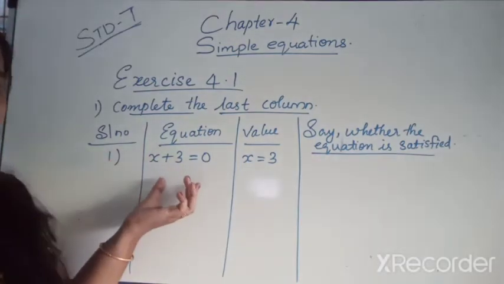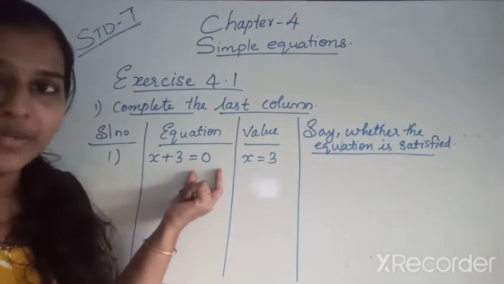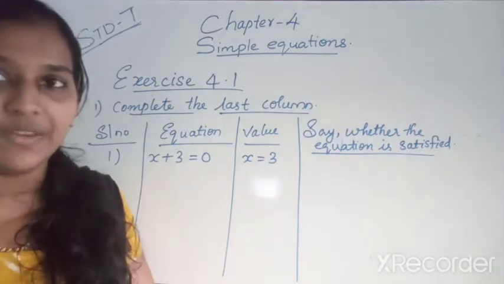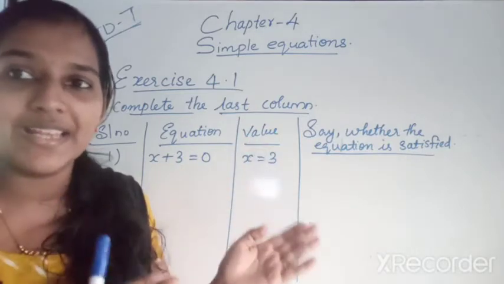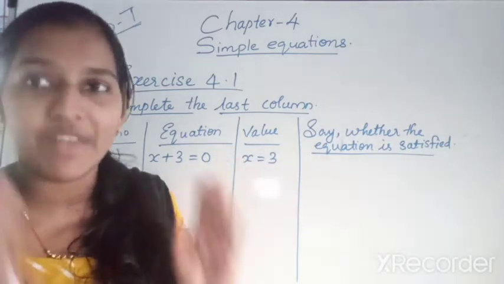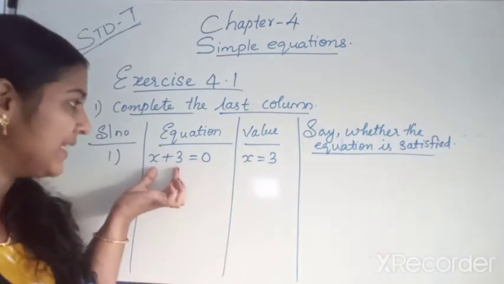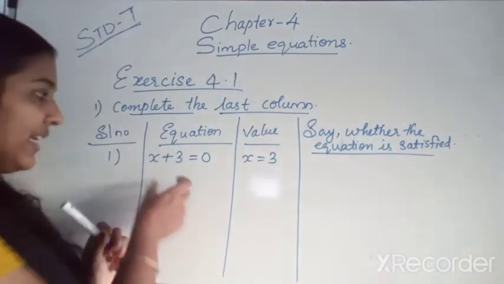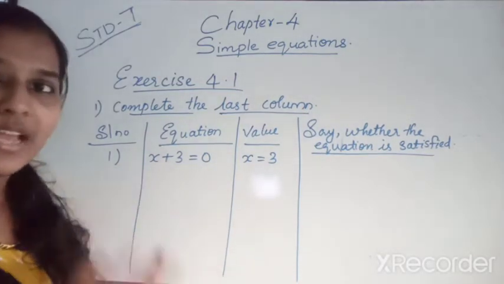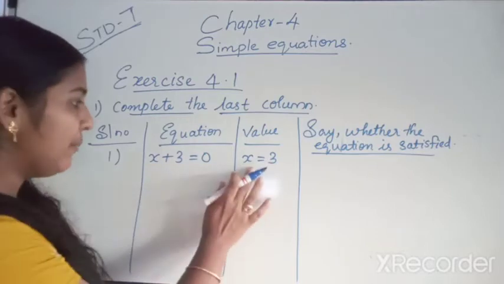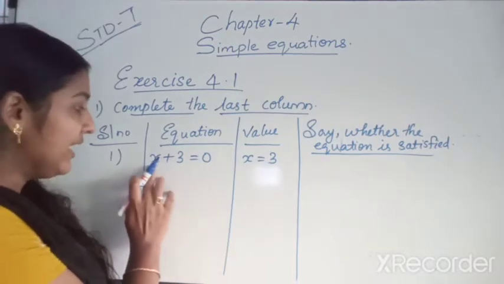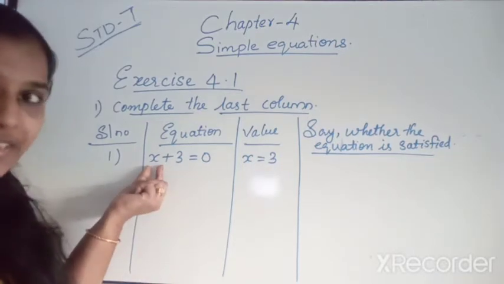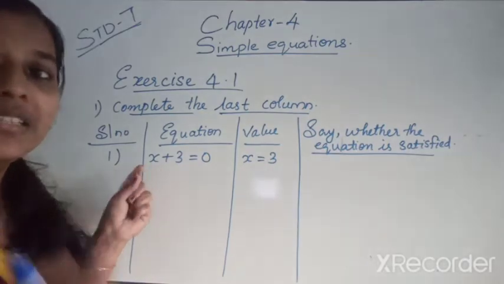Here the equation is x plus 3 is equal to 0. If an equation is satisfied, that means both sides, LHS and RHS, have the same value, isn't it? So let's check whether the left hand side and right hand side have the same value or not. Put x is equal to 3. Where you see the letter x, there you put the number 3.